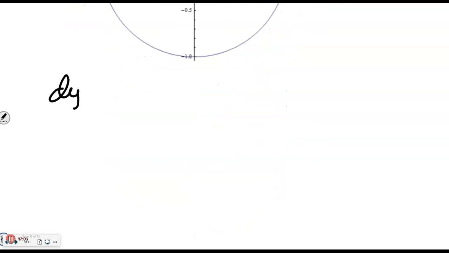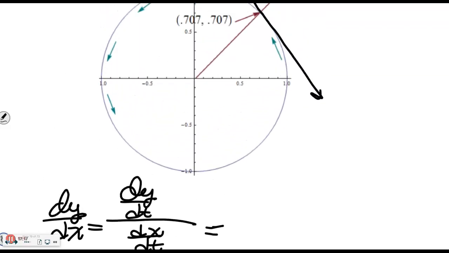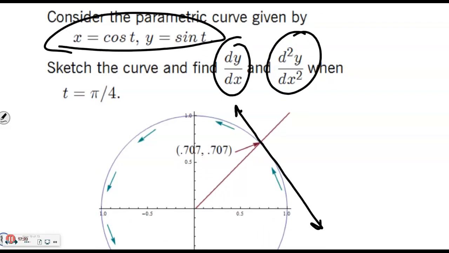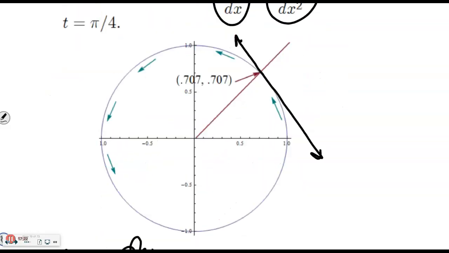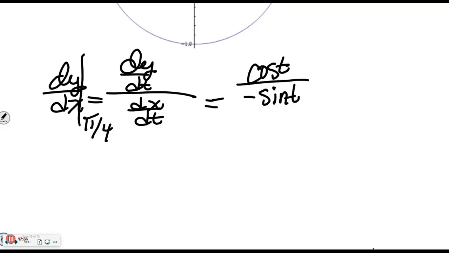So our first derivative is going to be dy/dt over dx/dt. Basically it's just twice the amount of work to take a derivative in parametric, because you have to do 2 derivatives. So I'm going to go back up here and do dy/dt. Derivative of sine is cosine, so I'm going to have cosine t. And what's the derivative of cosine? Negative sine. I was supposed to do this at pi fourths, so I'm just going to tack it on right now so I don't have a linkage error.